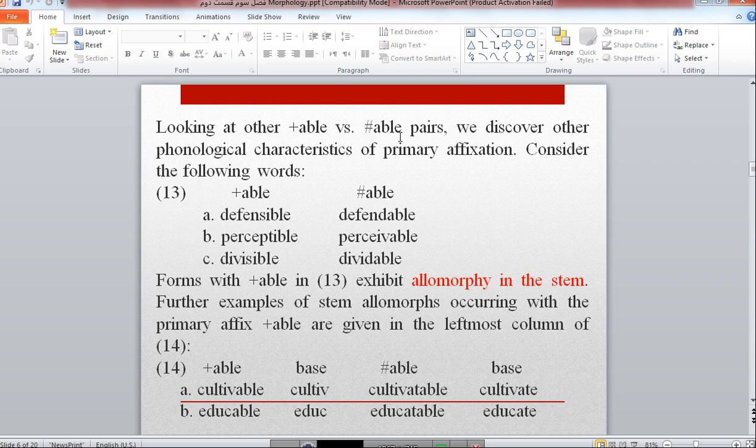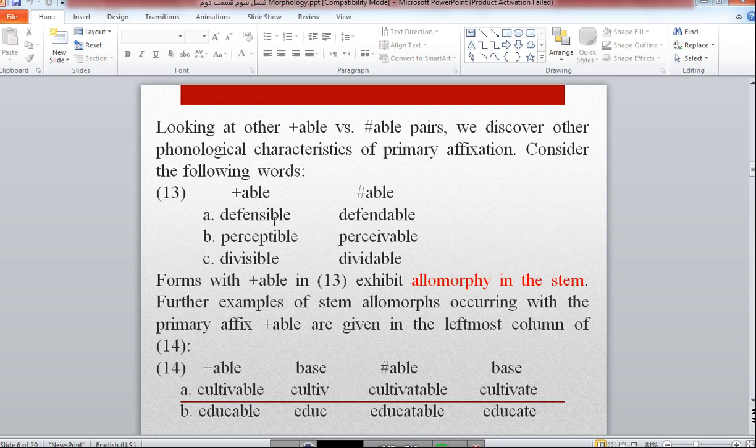If two models are not comparable, they are unlike. If they are not compatible, it is not possible in a literal sense to compare them. The semantics of forms containing the secondary affix able are so predictable that they are often not even listed in the dictionary. So looking at other able pairs, again, we discover other phonological characteristics of primary affixation.